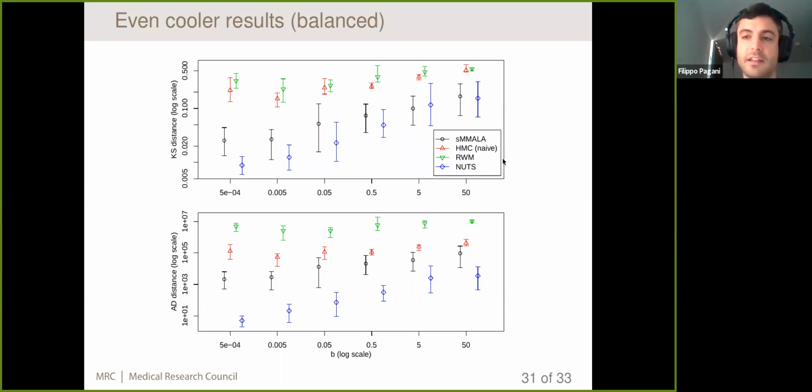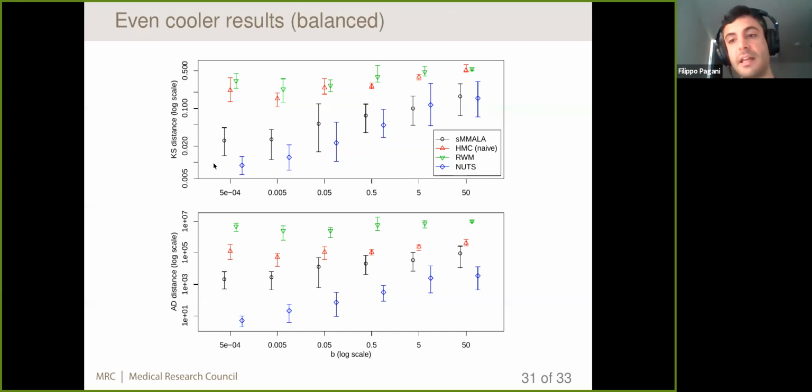HMC, tuned in the naive way I explained before, maximizing the effective sample size per second. Simplified manifold MALA, which is basically MALA but smarter, in the sense that the proposal is adapted with the local Hessian of the target. So if the target is flat, you're going to take larger steps. If the target is very peaked, you're going to take smaller steps. So it's a smart algorithm. Random walk Metropolis, the usual thing. And NUTS from Stan, which is a smart HMC, almost completely adaptive. These are the 4 algorithms I tested.